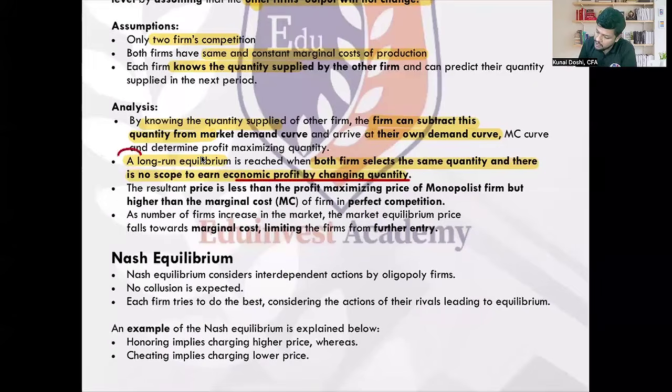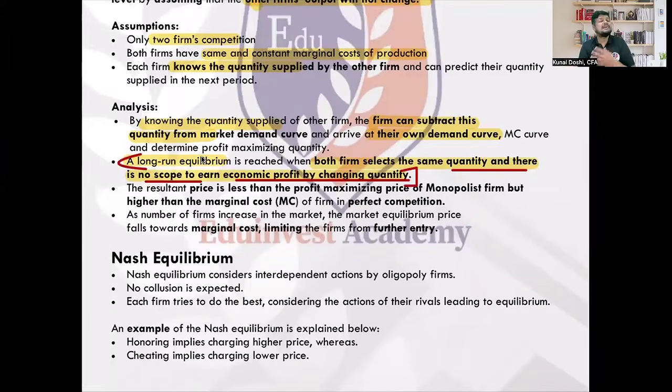So when is the long run equilibrium? It is achieved when both firms select the same quantity, right? So in this case, there's no economic profit. Now see, in the first case, perfect competition and monopolistic competition, there was no scope of economic profit. Why? In the long run. In the short run, there can be, but in the long run, not possible, because others will follow, because there are no barriers. In oligopoly, there are barriers, right?